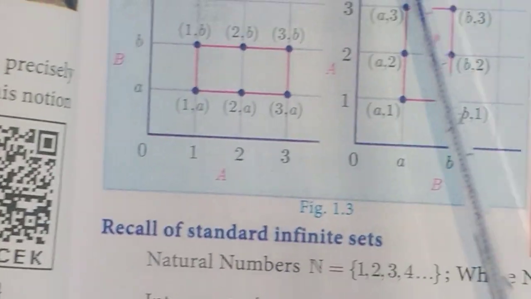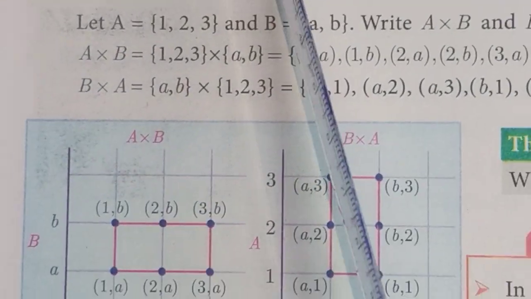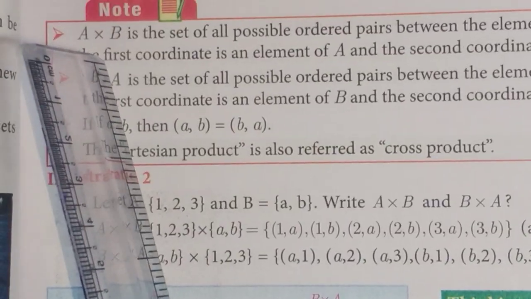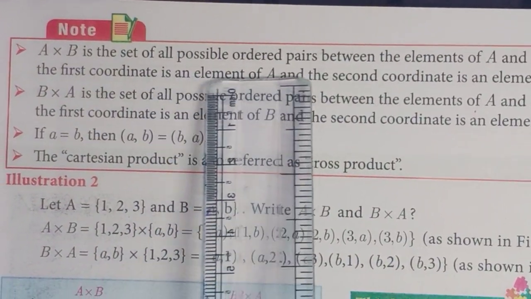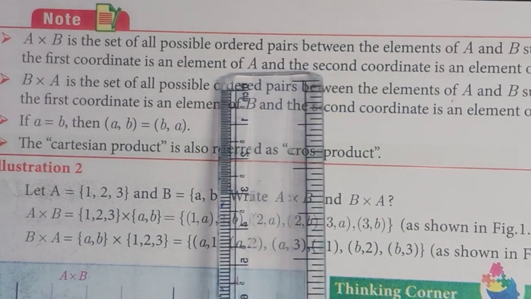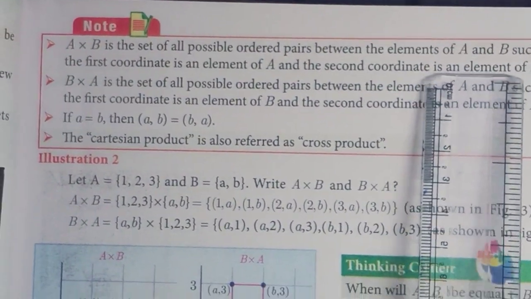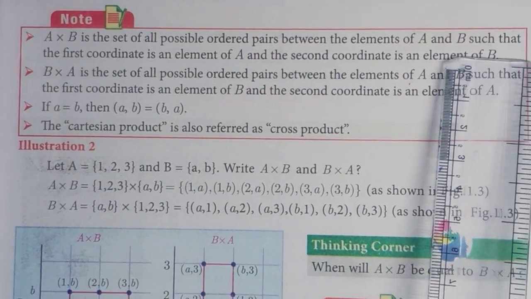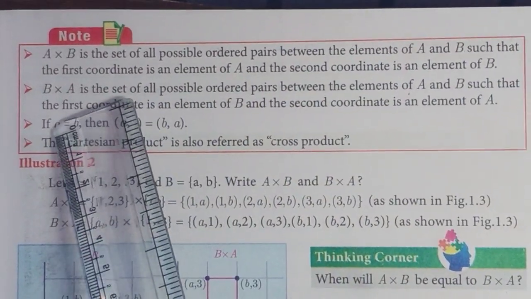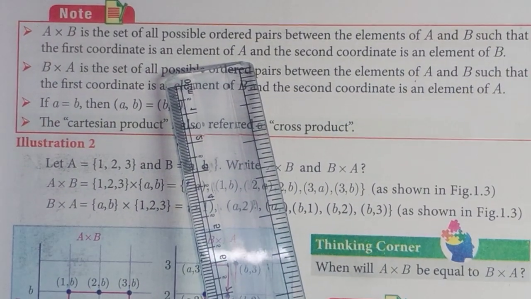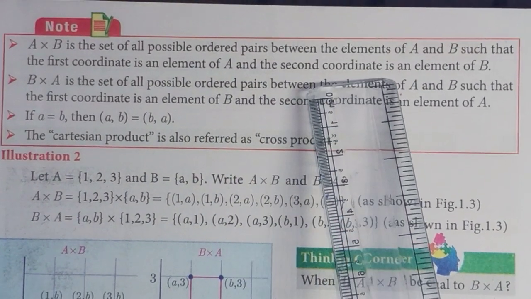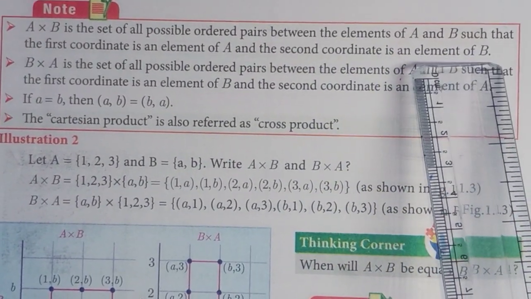Look at the important note. First one, A cross B is the set of all possible ordered pairs between the elements of capital A and B such that the first coordinate is an element of capital A and the second coordinate is an element of capital B.